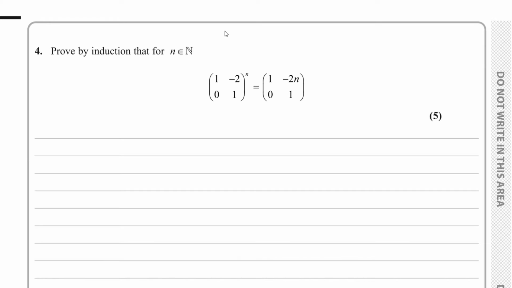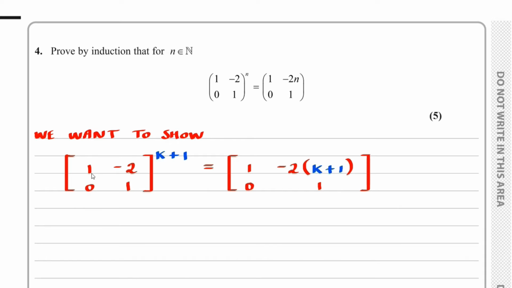Question number 4. Prove by induction that for n belonging to the set of natural numbers, the matrix (1, negative 2; 0, 1) to the n is equal to (1, negative 2n; 0, 1). Ultimately, what we want to show is (1, negative 2; 0, 1) to the k plus 1 is equal to (1, negative 2 lots of k plus 1; 0, 1). In other words, we want to replace the n with k plus 1. This is ultimately what we want to show.